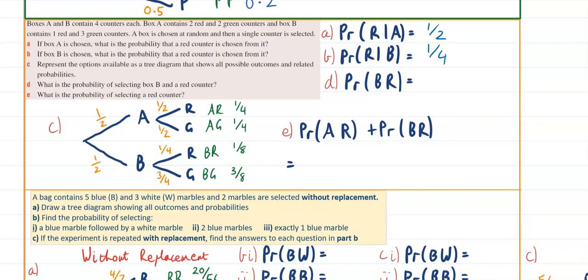So we've represented the tree diagram. What is the probability of selecting box B and a red counter? That's B and then R, which is going to be 1/8, which we've already got there. And what is the probability of selecting a red counter?